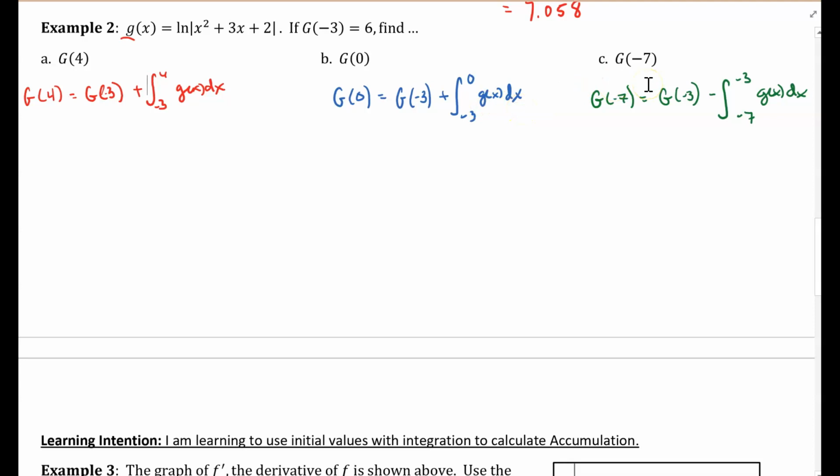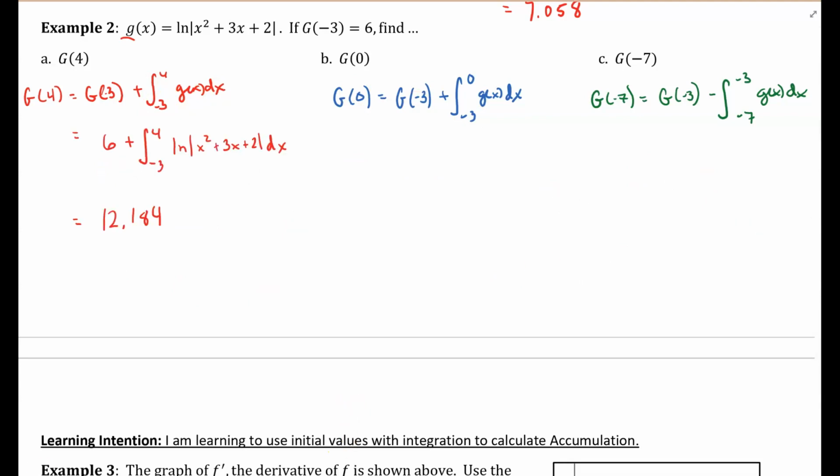Now C is the one where we have to subtract, the takeaway, because capital G of -7 is below my starting value, which is G of -3. So I'm going to subtract the area from -7 to -3 of G of x dx to get me back to G of -7. Okay, go ahead. Please pause the video. I would like you to calculate and figure out these values, and then I'll show you the answers here problem by problem. So if you want to kind of unpause me in layers, you can go ahead and check this.